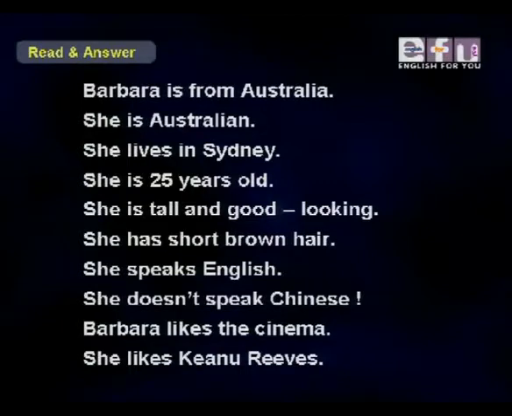Barbara is from Australia. She is Australian. She lives in Sydney. She is 25 years old. She is tall and good-looking. She has short brown hair. She speaks English. She doesn't speak Chinese. Barbara likes the cinema. She likes Keanu Reeves.